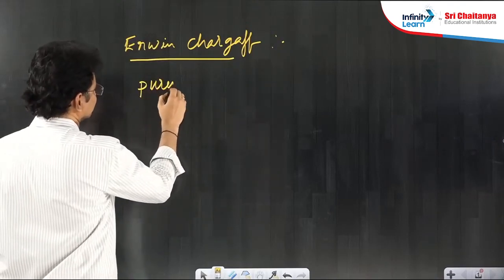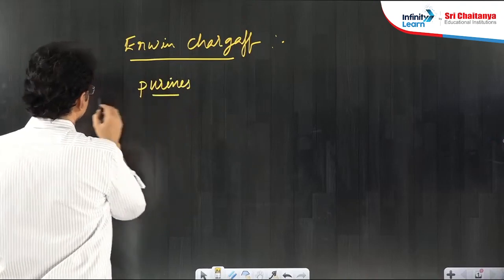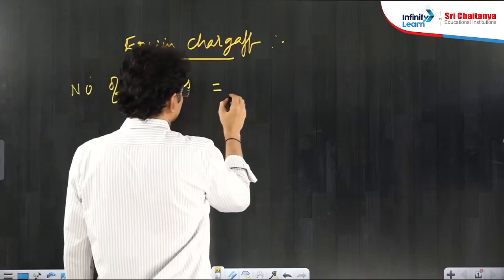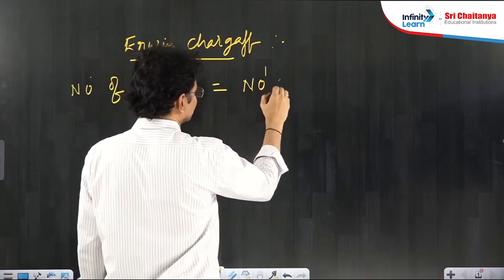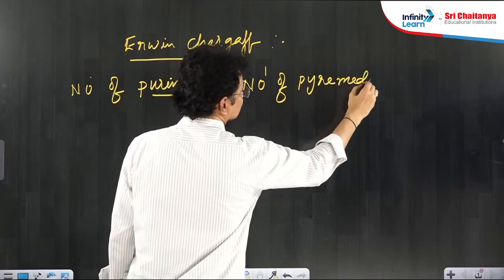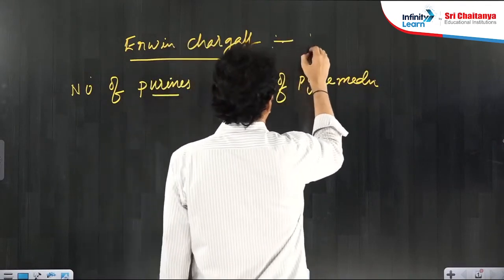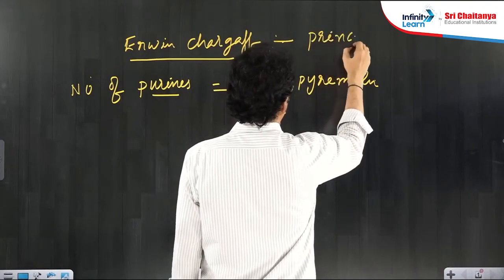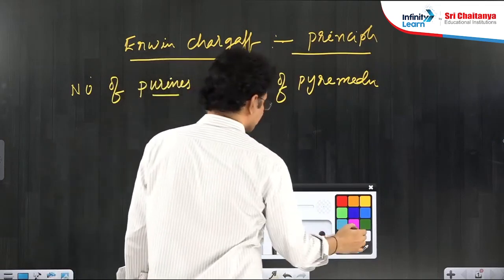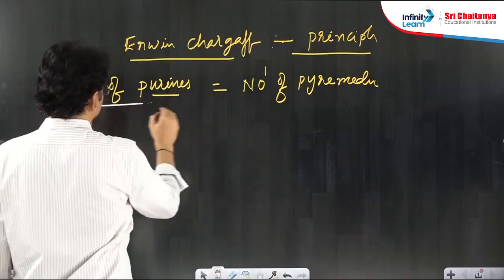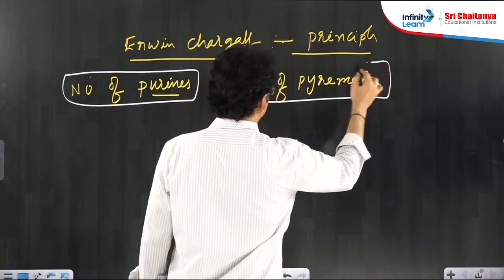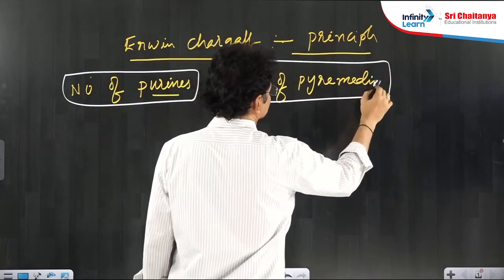According to him, the total number of purines in a DNA molecule should be equal to the number of pyrimidines. It is called the Chargaff principle or Chargaff rule. Tell me what is explained by the Chargaff rule? The total number of purine molecules in a double-stranded DNA should be equal to the total number of pyrimidines. It is one rule.